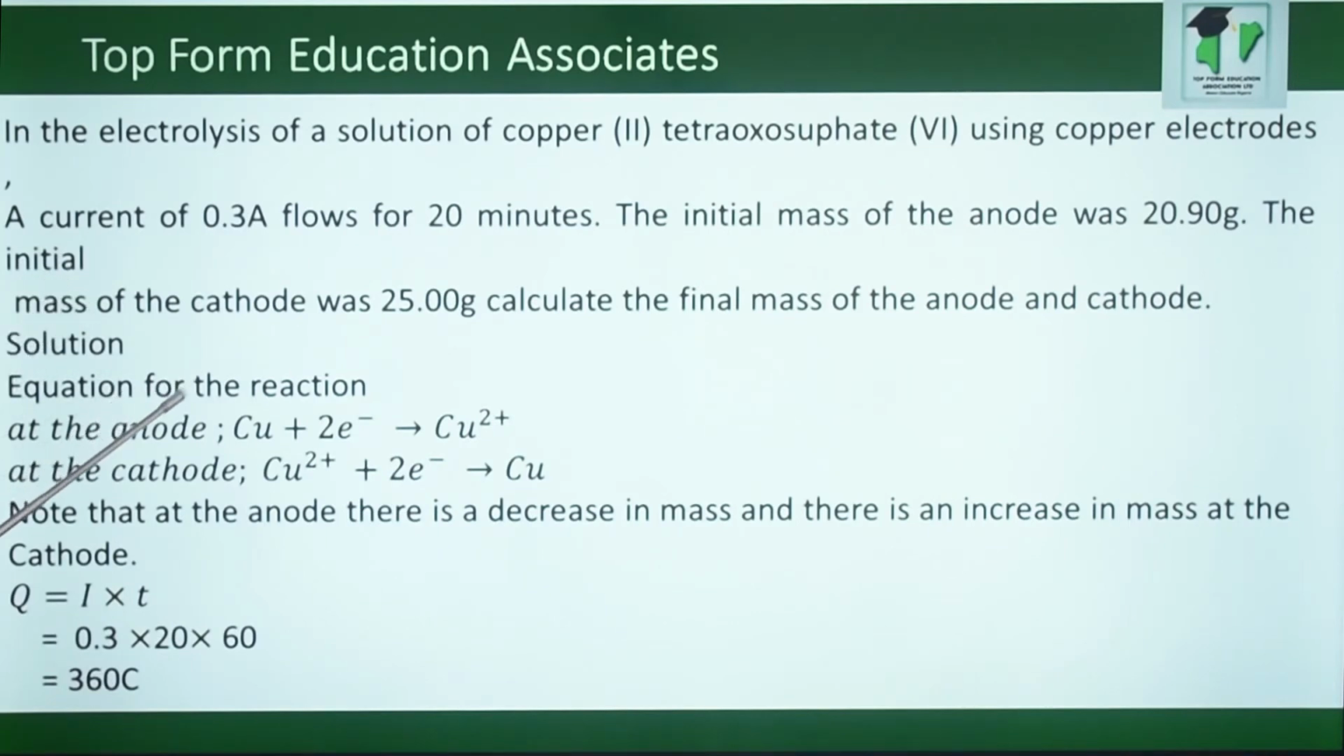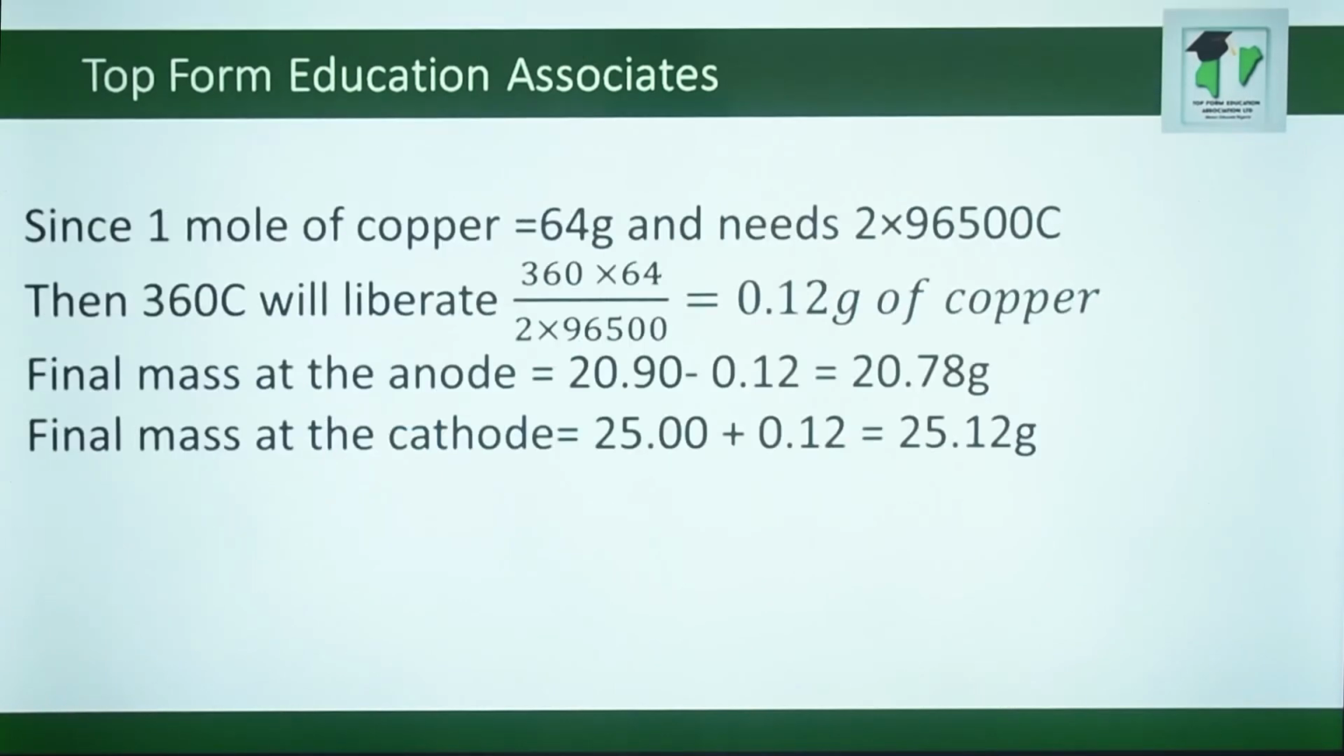Solution: equation for the reaction. At the anode, copper metal will dissolve to form copper 2 ion, while at the cathode, copper 2 ion will accept electron to form a copper solid. Note that at the anode there is a decrease in mass and there is an increase in mass at the cathode. And since Q is equal to I times T, that means that 0.3 amperes multiplied by 20 by 60 will give us 360 coulombs.